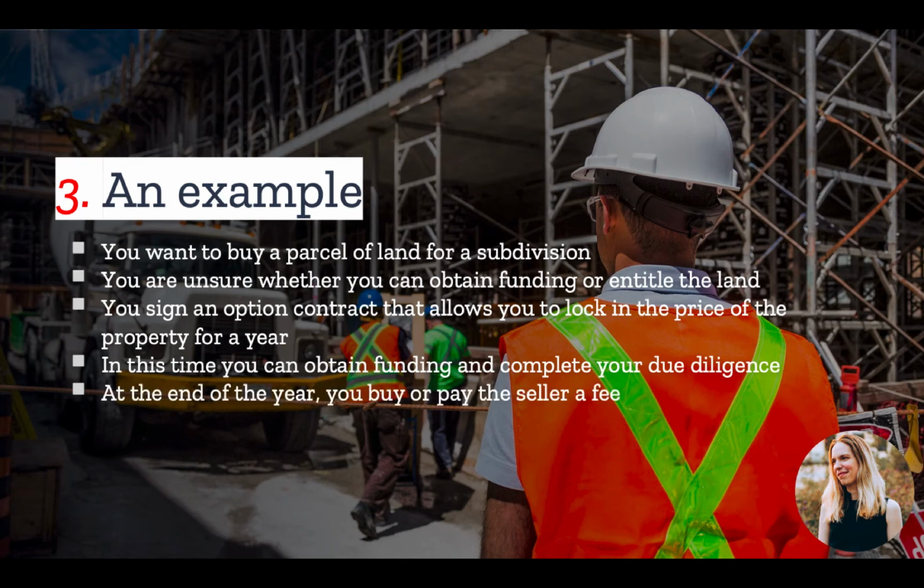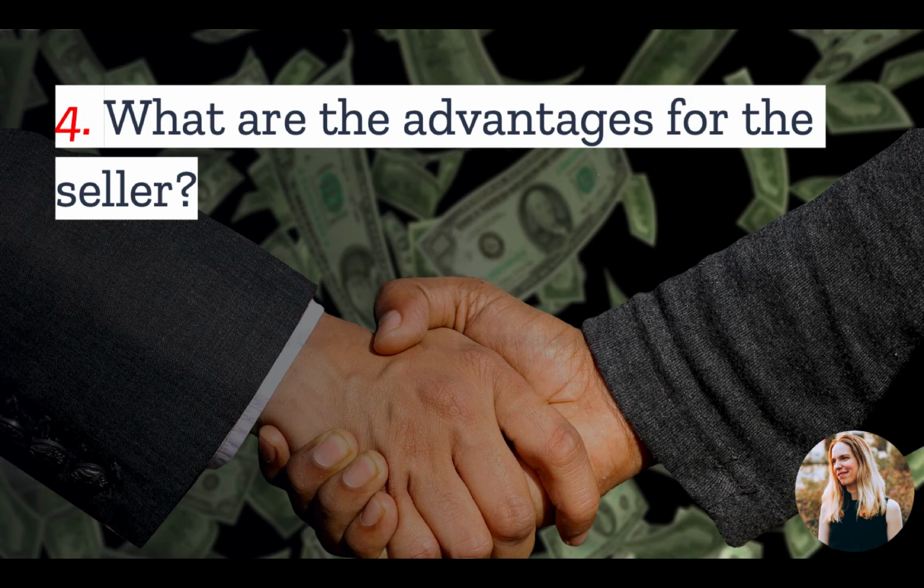At the end of the year, if you've obtained the funding and are happy with your due diligence, you can go ahead and buy the property. Alternatively, if funding falls through or an issue comes up, you can pay the seller the option fee and walk away.